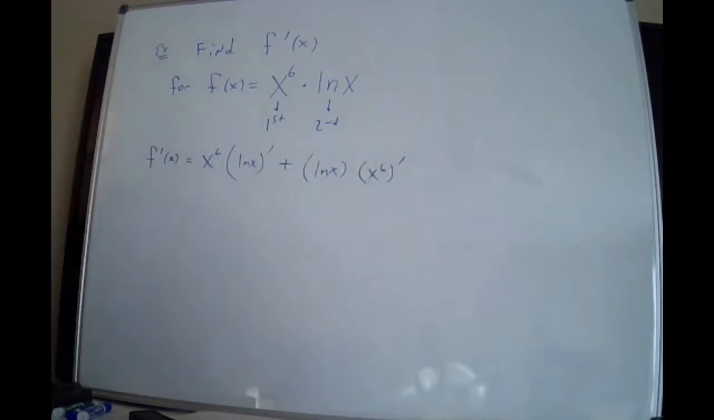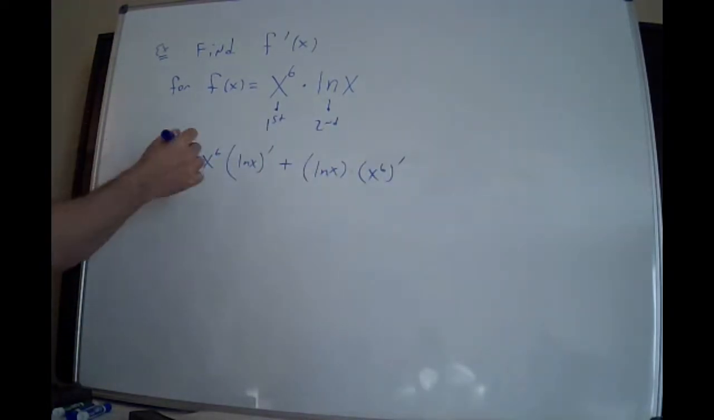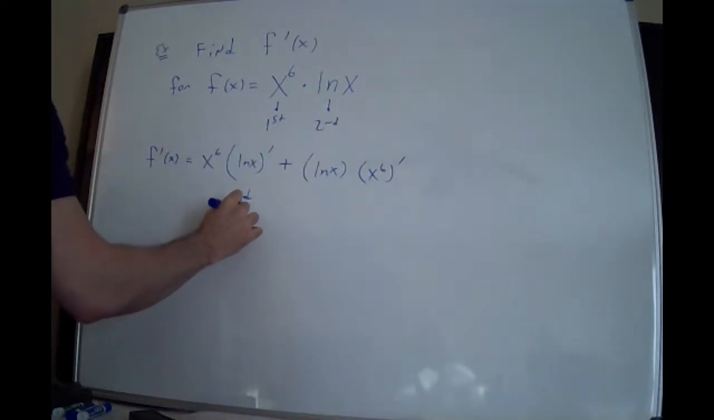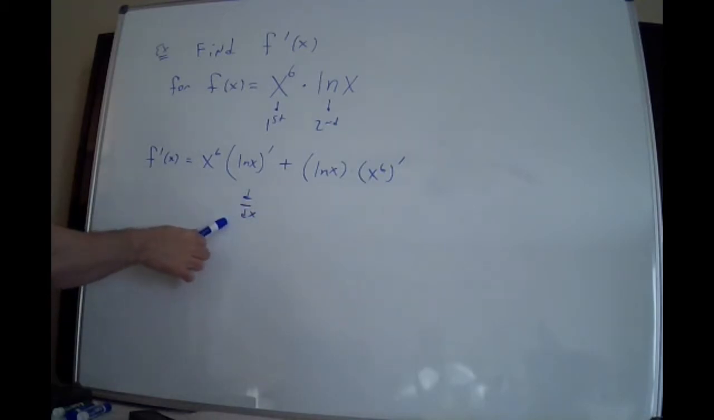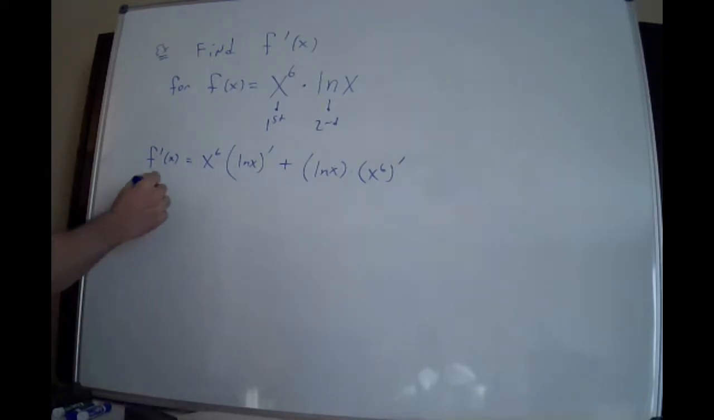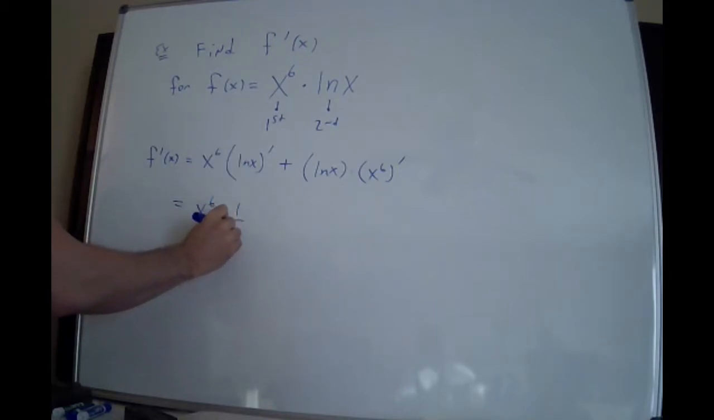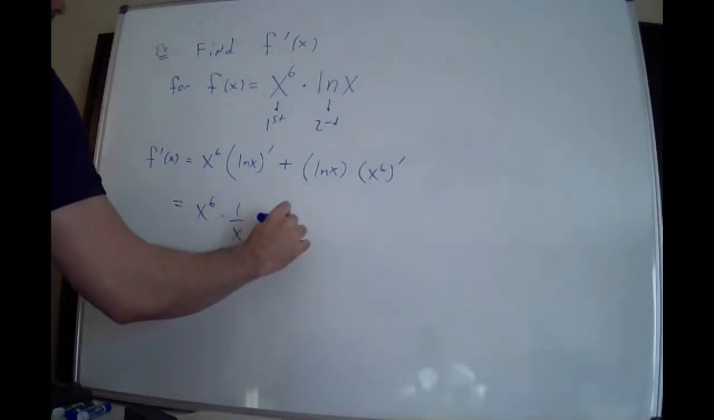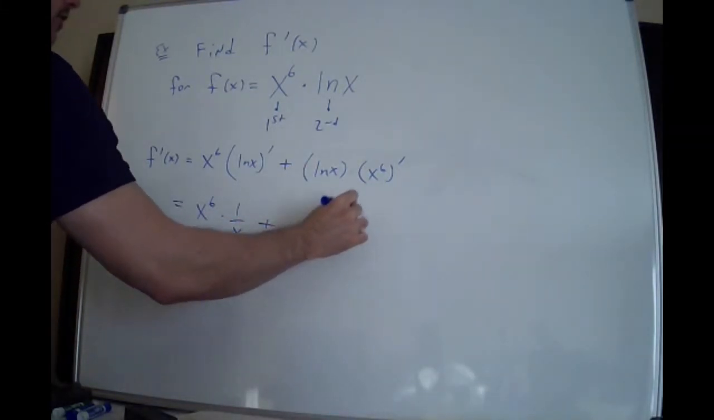I'm writing it out all careful, right? Remember, the prime means derivative. I could have written this down. I could have written d/dx of ln x. It means take the derivative of the thing next to it. But either way, it's fine. Now I'm going to just take the derivative. So first, derivative second. The derivative of ln x is 1 over x, if you remember, it's in your rule list, plus the second guy times the derivative of the first guy.